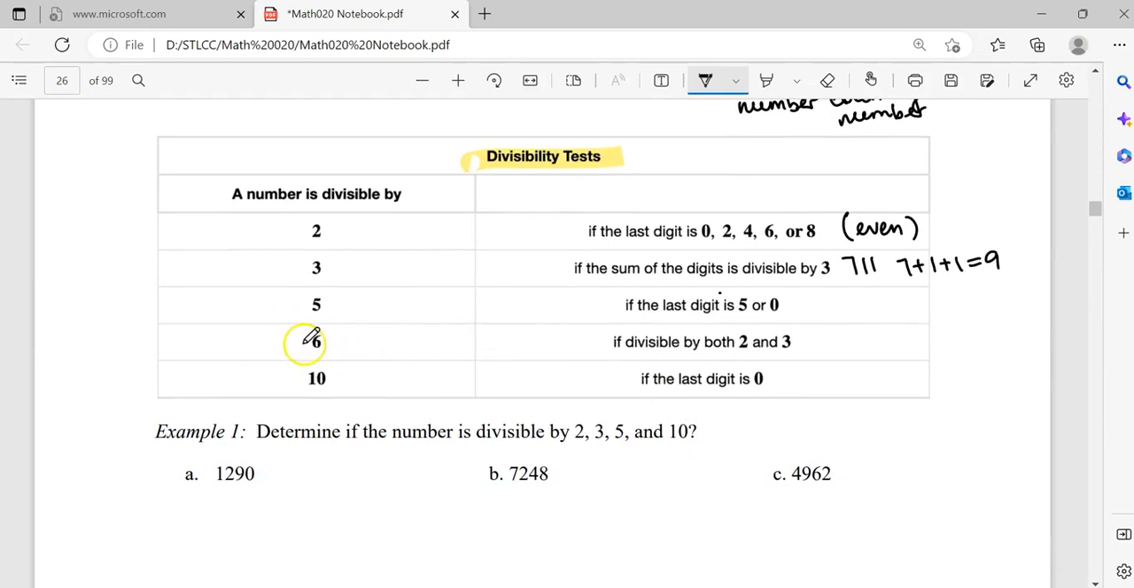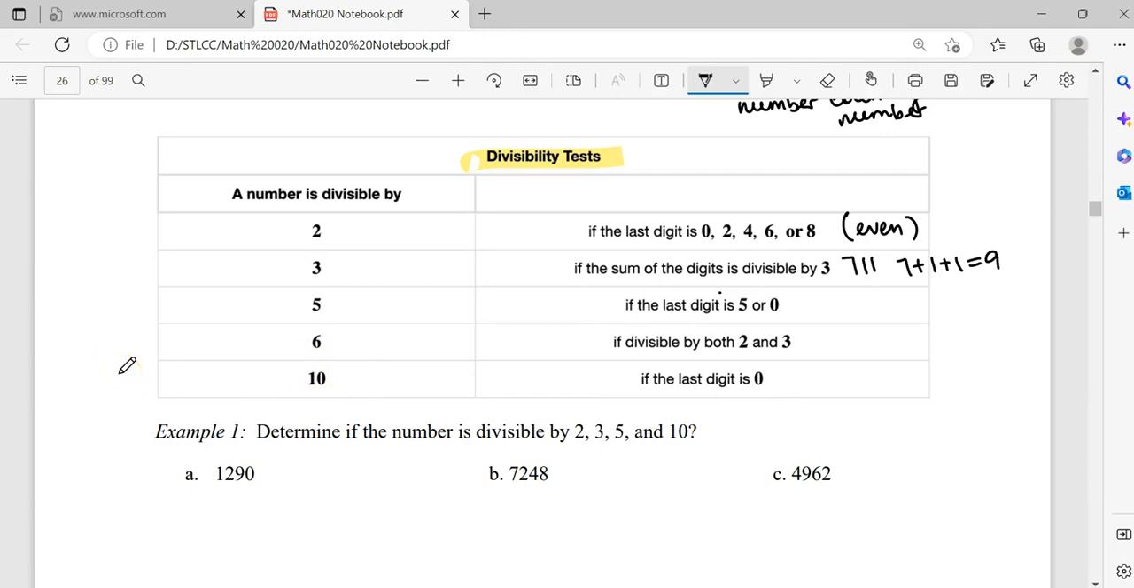6, we're going to skip the 6. It's not very useful because we can always do the 2 and then 2, 3, or 5. That will get us through all the divisibility rules. And the last one is if the last digit of the number is a 0, the number is going to be divisible by 10.